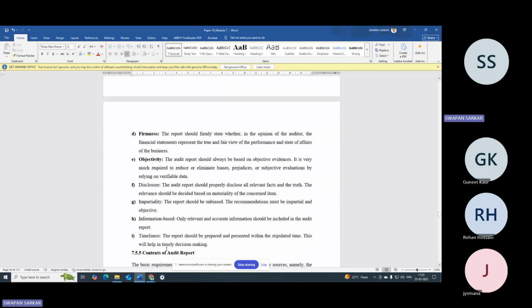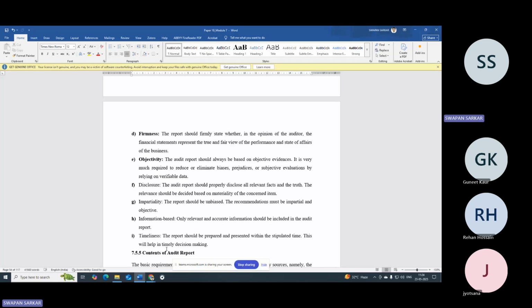Then, firmness. The report should firmly state whether, in the opinion of the auditor, the financial statements represent the true and fair view of the performance and state of affairs of the business. Objectivity. The audit report should always be based on objective evidence. It is very much required to reduce or eliminate biases, prejudices, or subjective evaluation by relying on verifiable data.